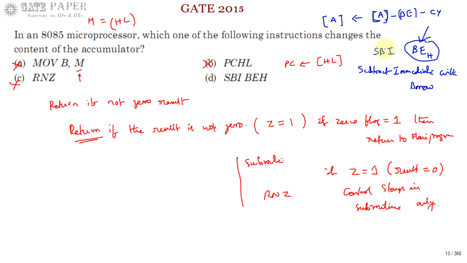So this instruction subtracts the given data BE and the carry flag from the accumulator contents, and the result is stored in the accumulator itself. Now the contents are modified with the help of this instruction. So only instruction D modifies the accumulator contents out of the 4. So the right answer is D, SBI BEH. The 8-bit data and the borrow are subtracted from the contents of the accumulator, and the result is placed back into the accumulator. Thank you.